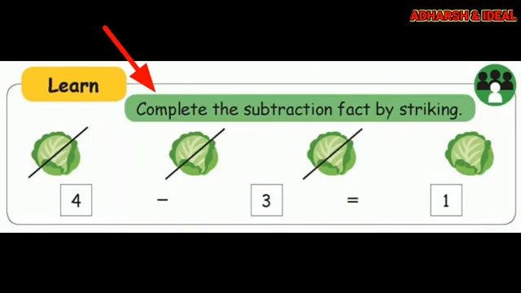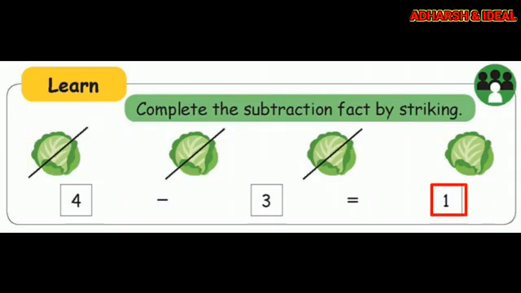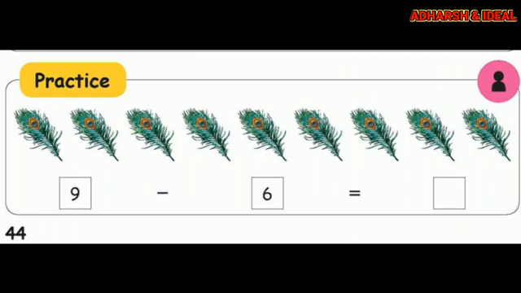Next, complete the subtraction fact by striking. First question. See the picture. How many cabbages are there? There are 4 cabbages. Next, what number is this? Yes, number 3. So we strike 3 cabbages. Now how many cabbages are left? Yes, only 1 cabbage is left. Similarly, complete the subtraction fact by striking.